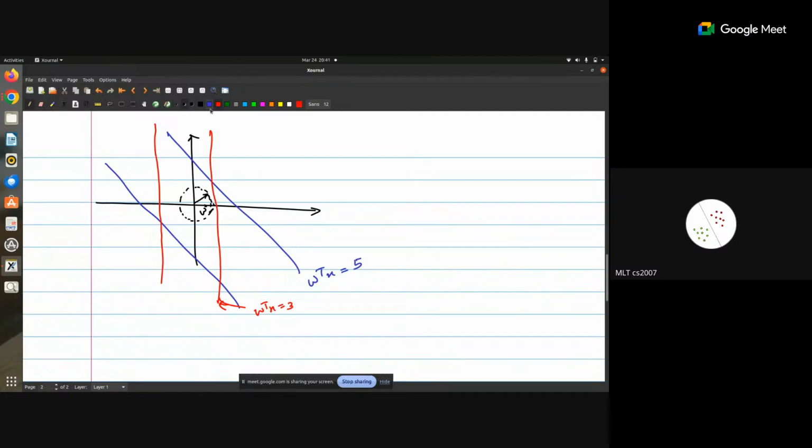I hope this is okay. Both of these lines are able to perfectly classify the data points. The only thing we are worried about now is which one is the best one, right?